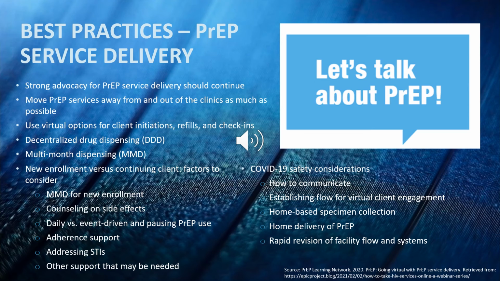Number 3, home-based specimen collection. Provide the option of blood-based HIV self-testing kits and safe home specimen collection by mobile lab services or healthcare workers for HIV testing, creatinine, hepatitis B and C, and sexually transmitted infections or STIs. Number 4, home delivery of PrEP. What options are available and work best for a given client? For example, courier, postal service, or community-based organization pickup.